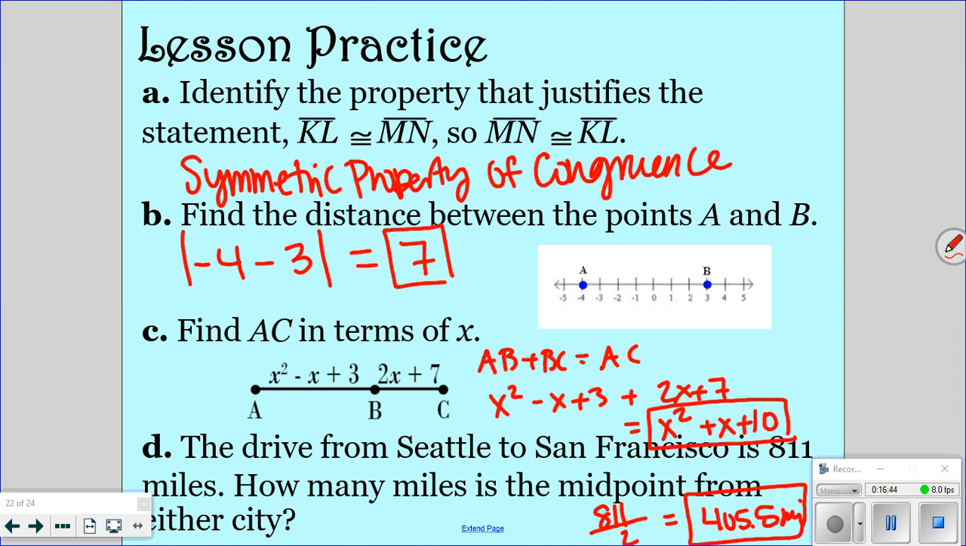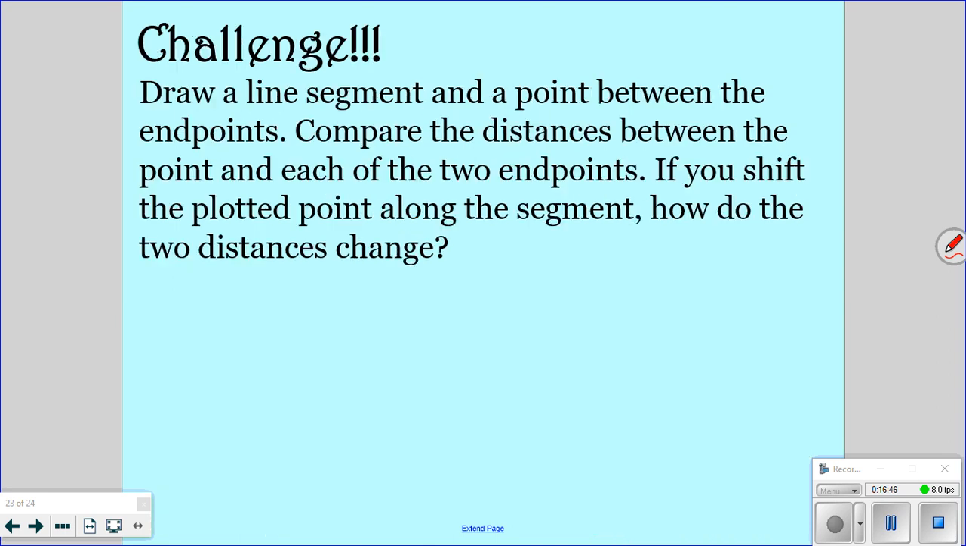We're going to look at our challenge question for today. So y'all read through this, pause the video and think about it, and then unpause the video and I'll go over it. So we want to draw a line segment and a point between the endpoints. So there's my line segment. And we put a point in between them. Got a point X there.